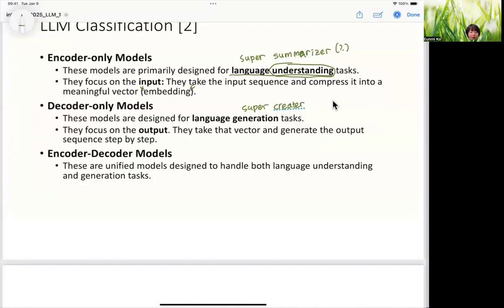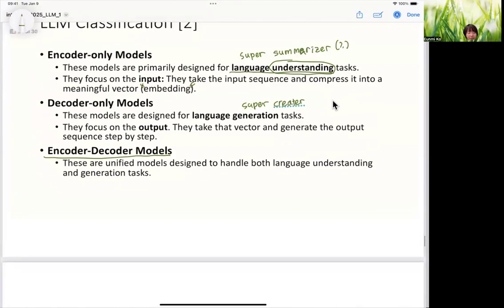Now there are encoder-decoder models, which are more improved than encoder-only or decoder-only models. These models are unified models designed to handle both language understanding and generation tasks.